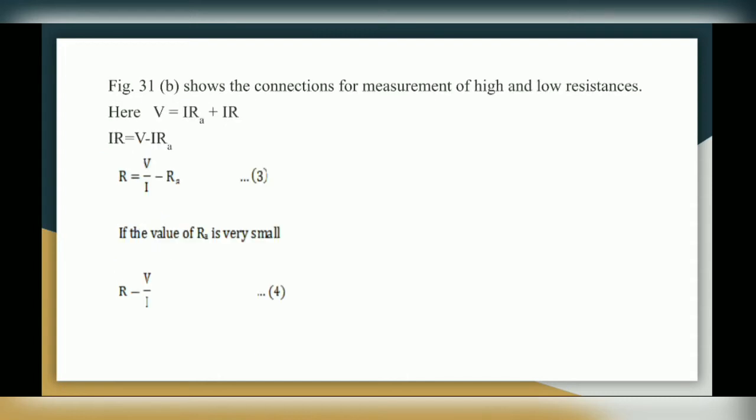Figure B shows the connections for measurement of high resistances. Here V is equal to IRA plus IR. So IR is equal to V minus IRA. R is equal to V upon I minus RA. Equation number 3. If the value of RA is very small, we can write it as R is equal to V upon I. So by the ratio of voltmeter reading to the ammeter reading, we can calculate the resistance.